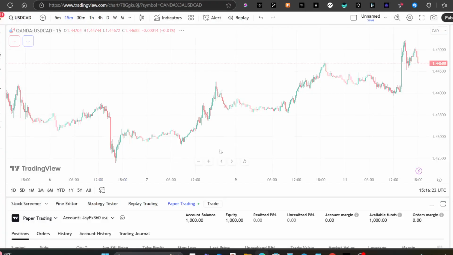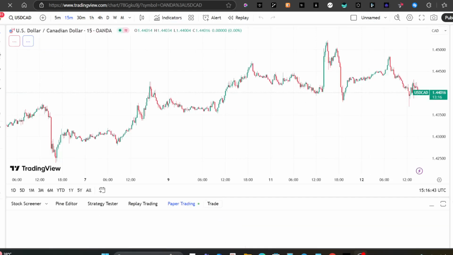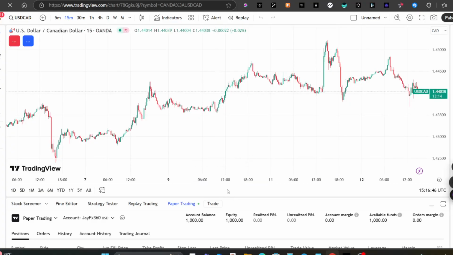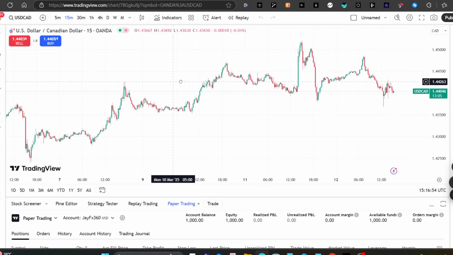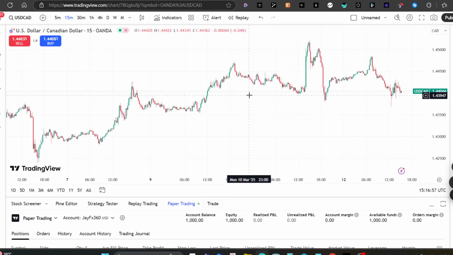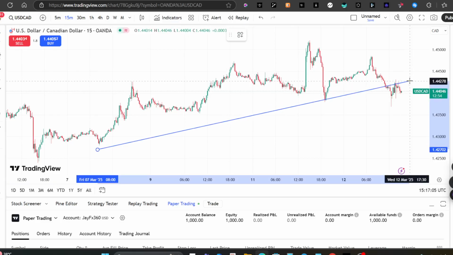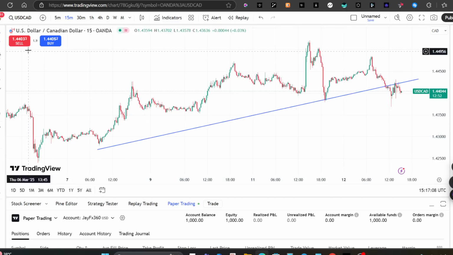Let me just switch to this. You can click on buy or sell depending on your trade direction. But remember that the purpose of this video is looking at how to set your stop loss and take profit, right? So I'm just gonna open a random trade. Let's just go with a sell.